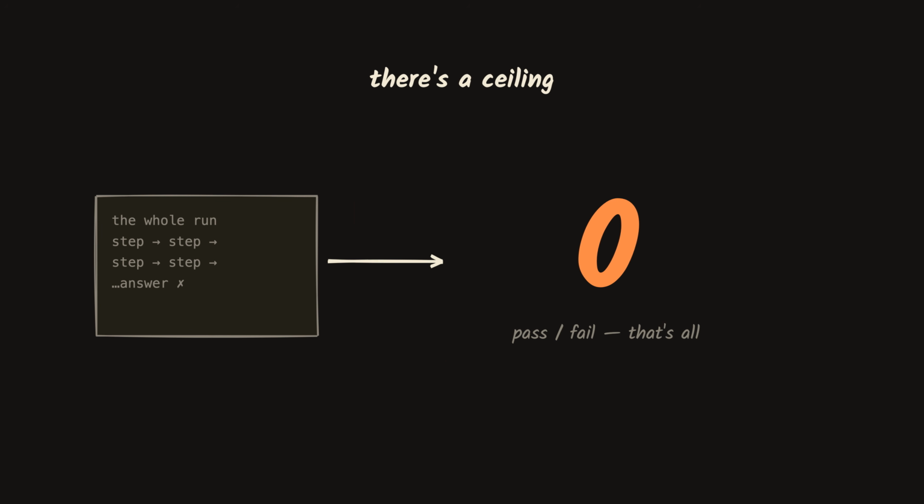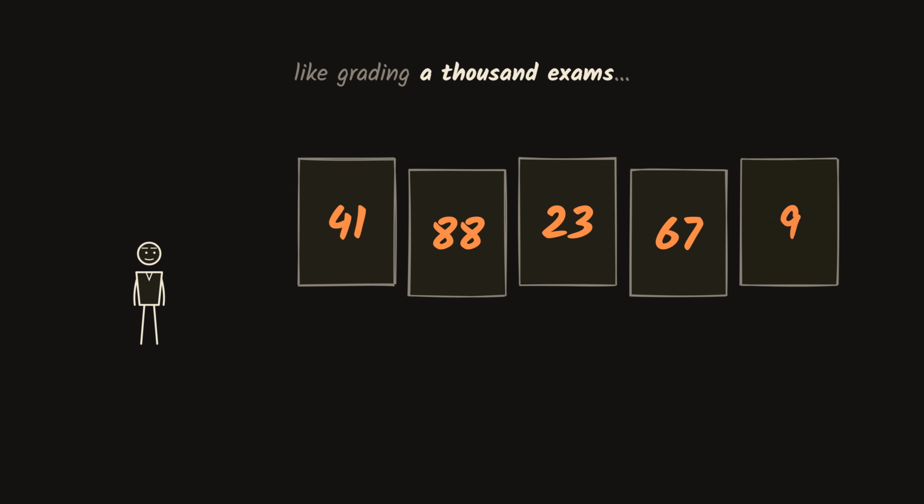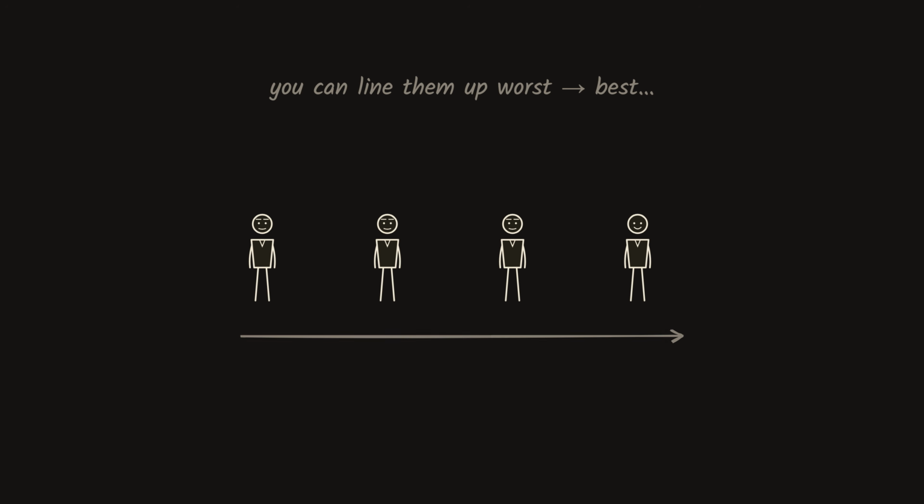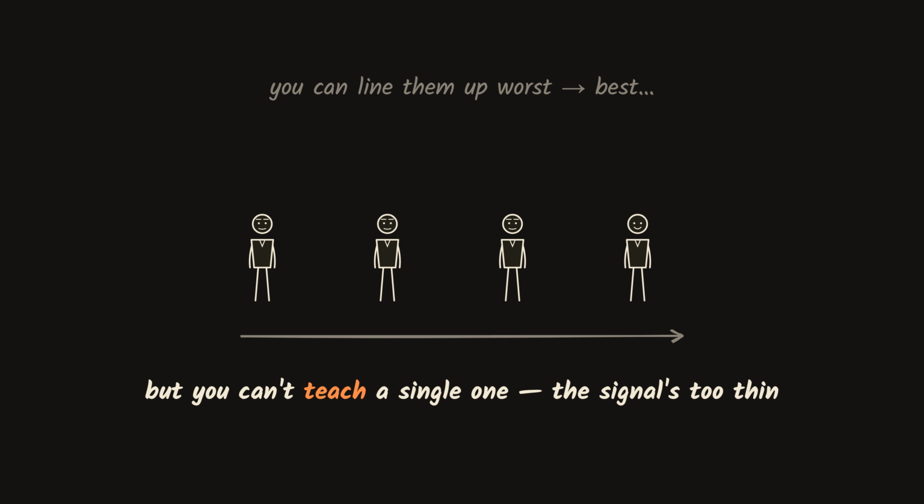There's a ceiling here, though. Look at what the optimizer can actually see. A single number between 0 and 1. Pass or fail. It knows the answer came out wrong, but it has no clue why. Picture grading 1,000 exams with nothing but the final score. Not a single note in the margins. You can line the students up worst to best, but you can't teach a single one of them anything. The signal's too thin to fix what's actually broken.